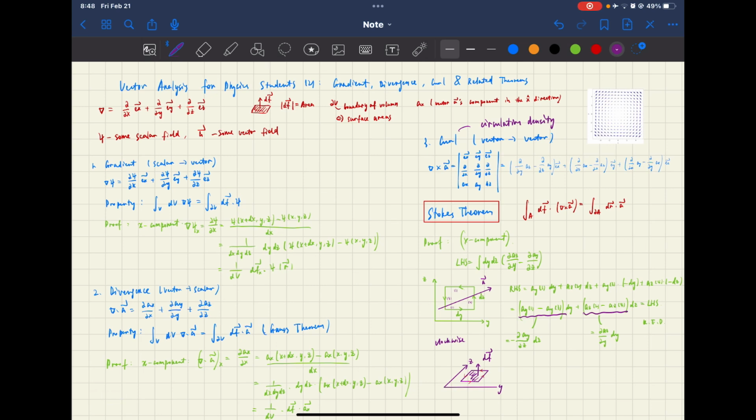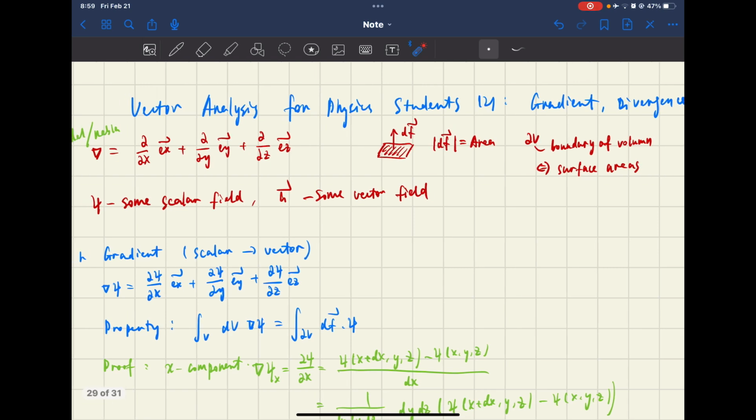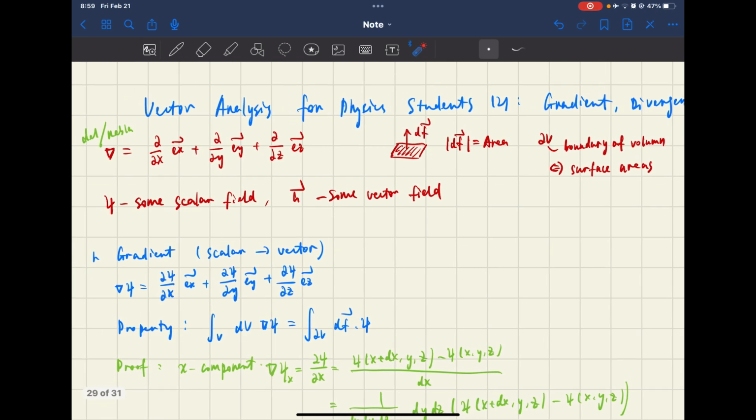Today we're gonna move on to three more important and more commonly used concepts: gradient, divergence, and curl. They all have their own related theorems, and we're going to talk about that in this episode as well. Okay, before we actually move on to the actual content, please allow me to introduce some of the notations that we will use in this video.